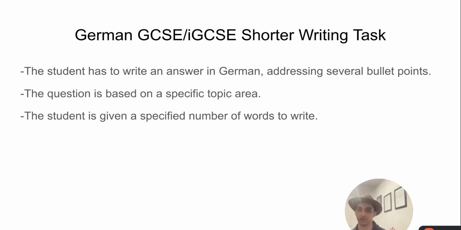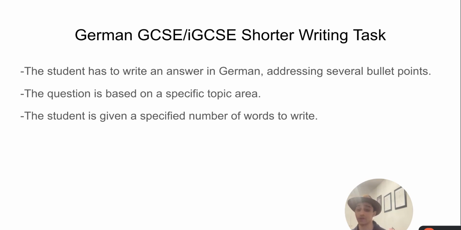That is definitely something to avoid and something that can directly lead to you losing marks, because there will be marks, for pretty much all exam boards and all levels, in the mark scheme for simply addressing as many bullet points as there are. So make sure to include them all and to include them all roughly equally in your answer.